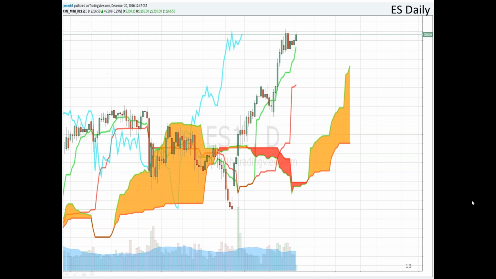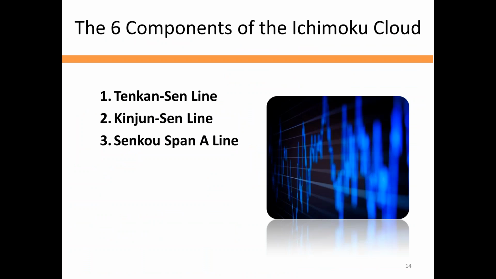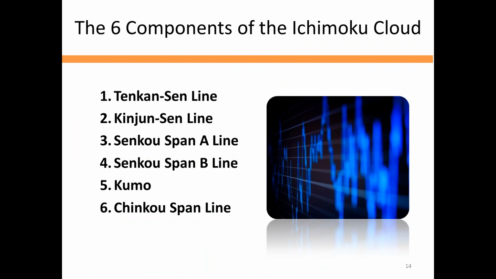And so here we have S&P futures on a daily bar, and you can see that the Ichimoku Cloud is applied to the chart here. It does look a little intimidating. There's quite a bit going on. We have a lot of different colored lines here going on, but basically what we have is a set of moving averages. And the 6 components have names. The Tenkan-san, the Kijun-san, the Senkou Span A and B, the Kumo, and the Chikou Span line.